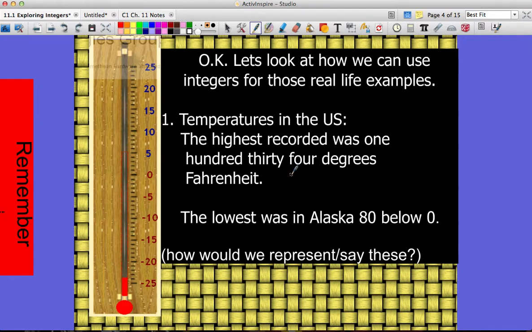We don't call a number positive 134, we just say the number itself. The only time we put the word in front of it is when it is negative. So in this case, we would just write the number 134. The lowest was in Alaska at 80 degrees below zero. The below zero tells us that this is a negative number. So we use the negative symbol, and it always goes in front of your number, which is 80. This negative symbol lets us know that on the number line, it is to the left of 0, or how we say, below 0.